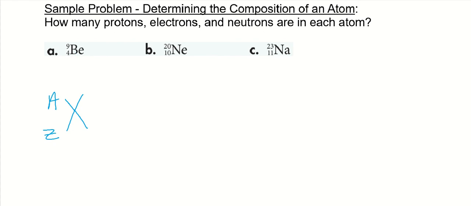Do this all in different colors here. So the atomic number down there will tell you the number of protons. So we have 4 protons, and because there's no charge here, we know that it's neutral. Therefore, we have 4 electrons.